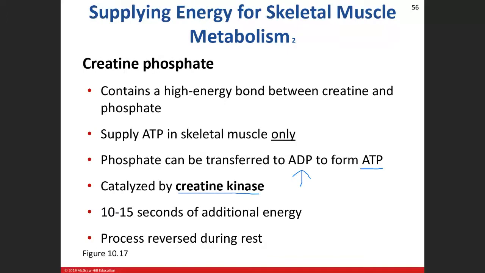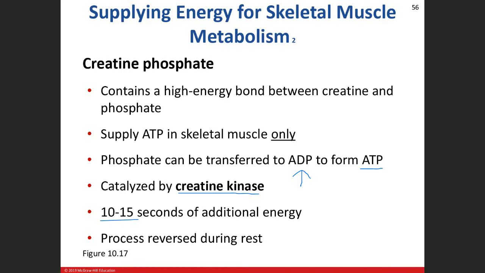So this is nice. It might not sound like a lot, but it gives us an additional 10 to 15 seconds of additional energy. Okay? Does that kind of make sense? All right, so as long as you know that, kinase is an enzyme that likes to put phosphate onto things. We've got the myokinase at work all the time, okay? And then we've got our creatine kinase.